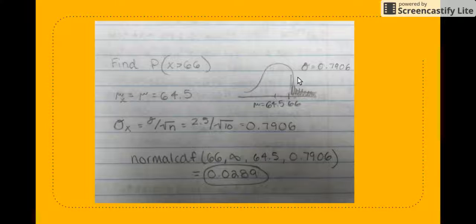So then you're going to draw it out, and you're going to write the mean, which is 64.5, in the middle, and then the standard deviation at the top, which is 0.7906, and then you're going to put 66 down and then shade to the right because you want all the values greater than 66.